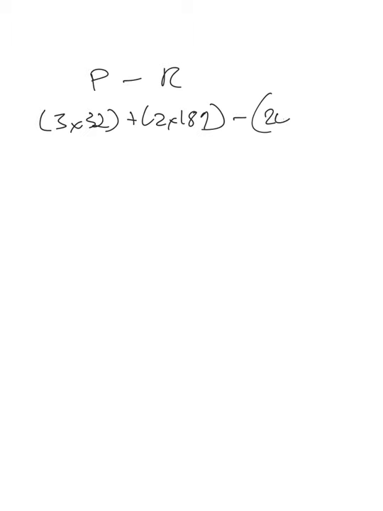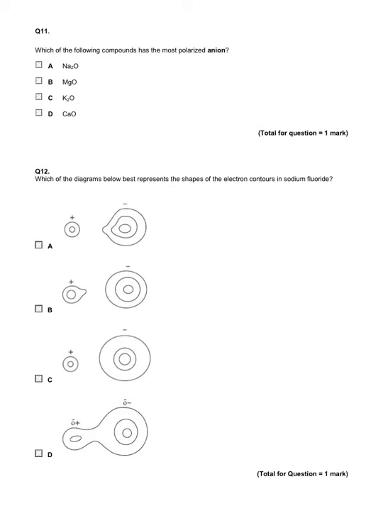For the entropy change, we should have products minus reactants. Remember to take the moles of each of them, so it's 3 times 32 plus 2 times 189, and then you're subtracting the 248 added to the 206 times 2. And if you do all of that, and then finally the last two bits in here, we've got number 11.